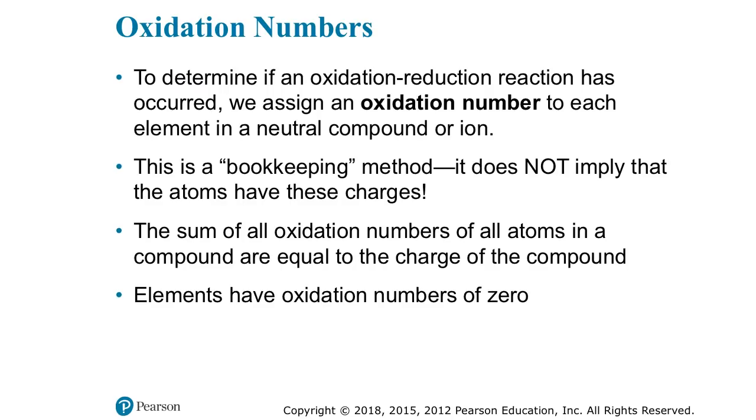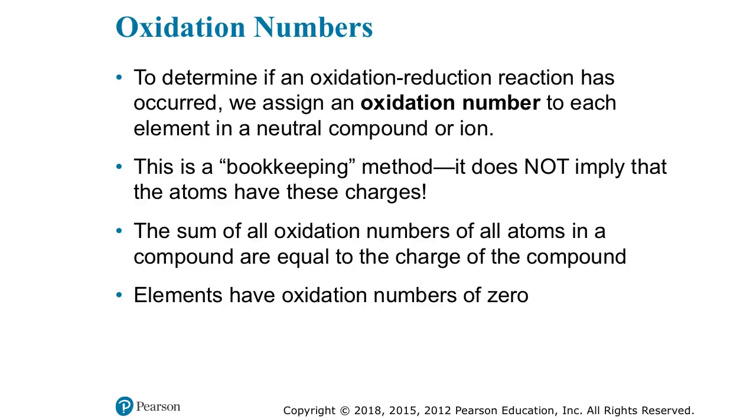Now, one of the ways we can try to determine if such a reaction occurs is to come up with a bookkeeping system for electrons and charge in reactions. That's through a system known as the oxidation number system. This system will help us to determine if an oxidation reduction reaction has occurred. So we can find a way to assign oxidation numbers to elements in neutral compounds or in ions. This is a bookkeeping method.